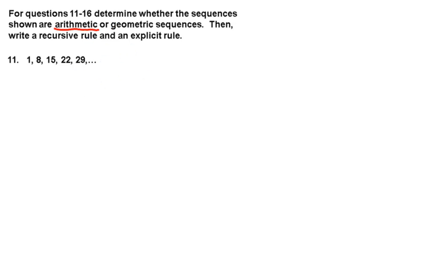We look at the terms and see how much they change from one term to the next. To get from 1 to 8, you have to add 7. We add 7 to get from 8 to 15, add 7 to get to 22 from 15, and add another 7 to get from 22 to 29. So we will say arithmetic sequence. And why do we call this an arithmetic sequence?